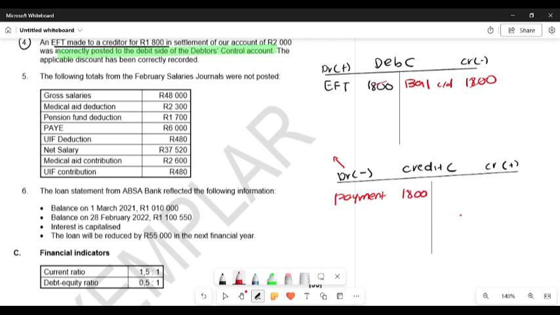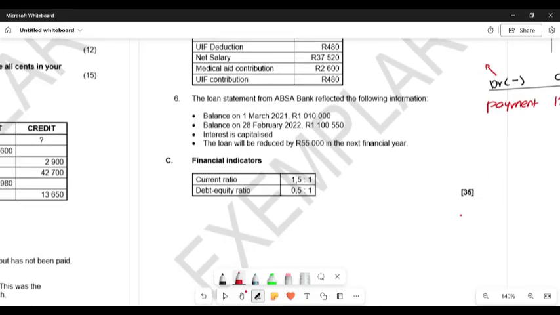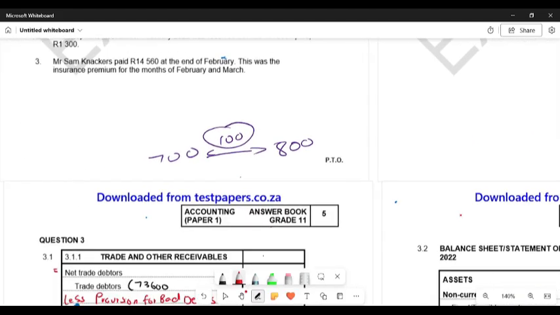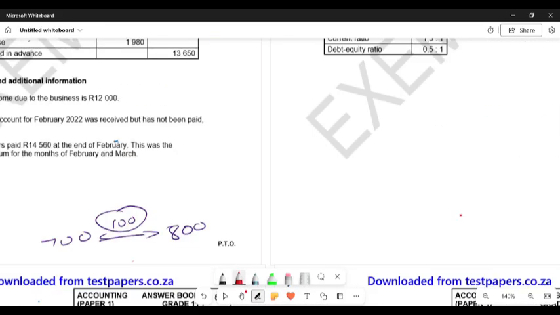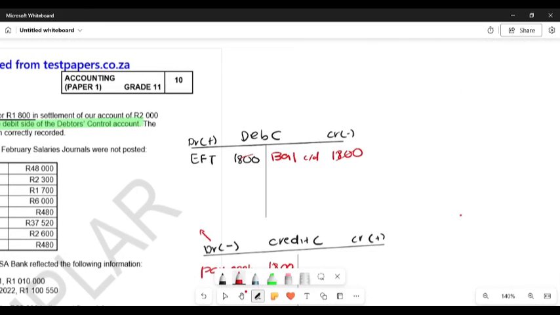Now, these type of transactions would always affect your debtor's control as well as your creditor's control. But remember here, what is it that we're interested in? We are interested in the debtor's control, right? So here, let us look at the change we made. The change we made is the one I wrote in red. And as you can see, the change is on the credit side.